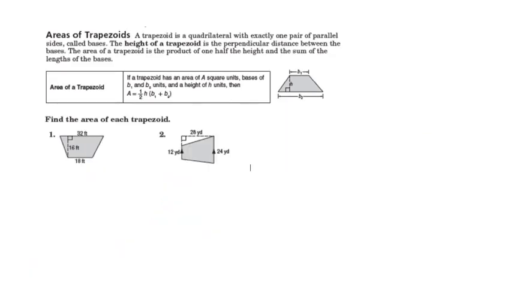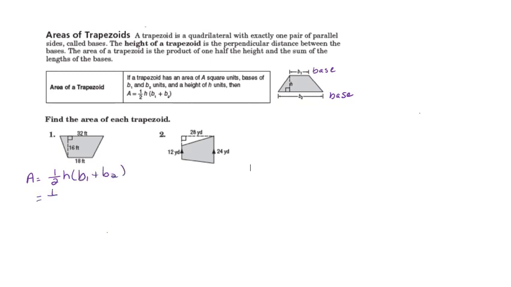Trapezoids. So again, a trapezoid has one pair of parallel sides called the bases. Okay, so if you look here, this is base 1, and this is base 2. The height is the perpendicular distance between the two bases. Again, it has to be perpendicular, and it should be perpendicular to both. And the area of a trapezoid then is 1/2 the height times the two bases being added. So area equals 1/2 the height times the two bases being added.